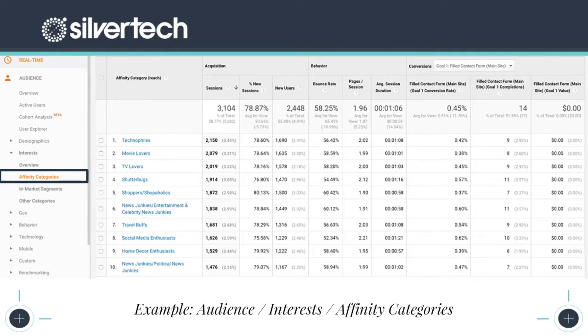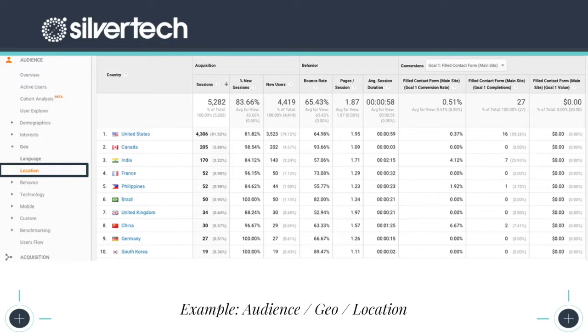Under audience, geo, you can also find location. Sam, any persona-related insights here? Yes. So this is a really great report too. Even if you're just within the United States, it's interesting to note what kind of cultures are coming to your website.